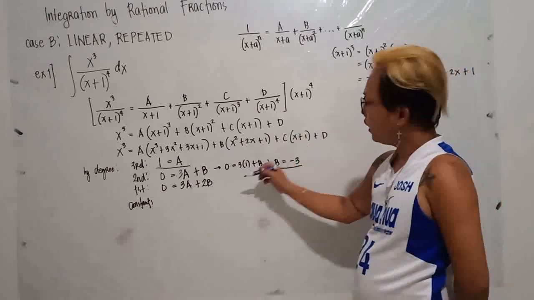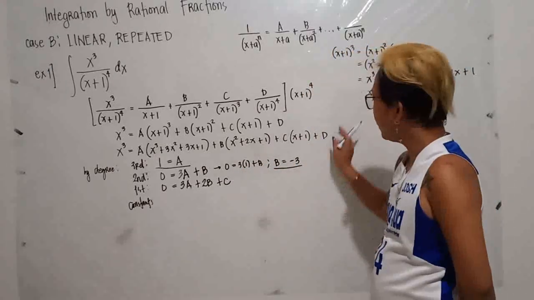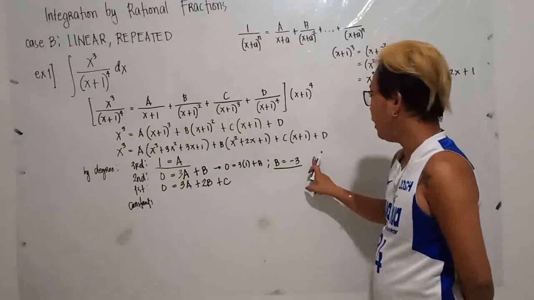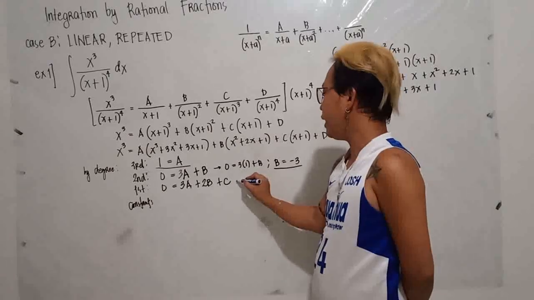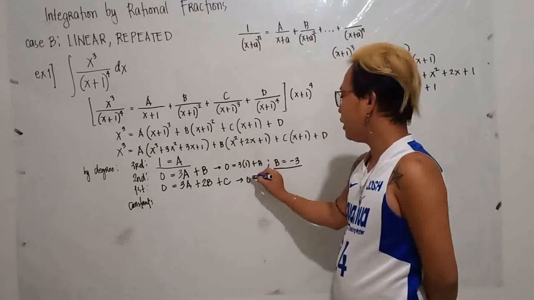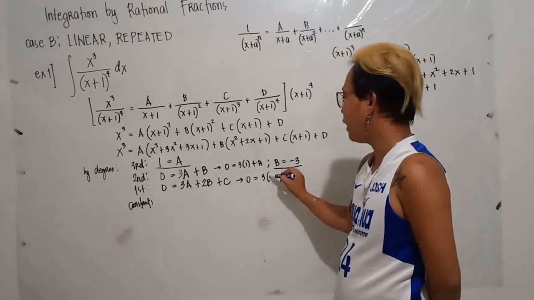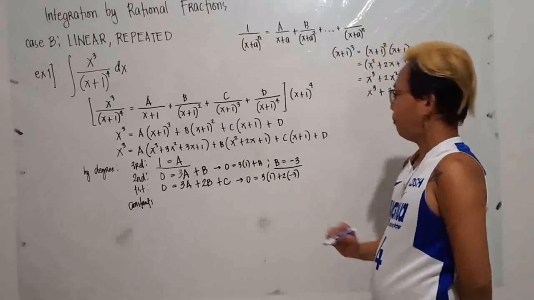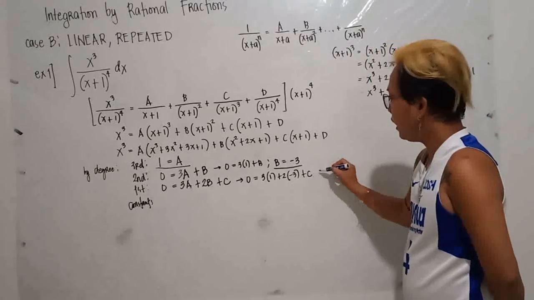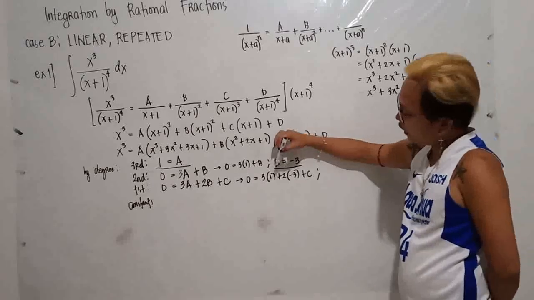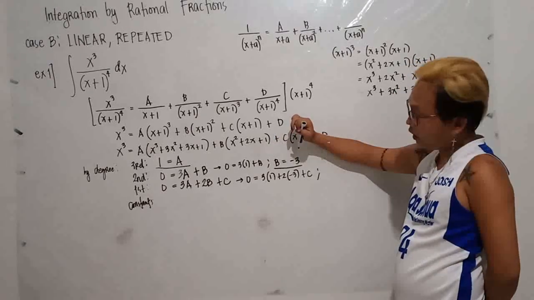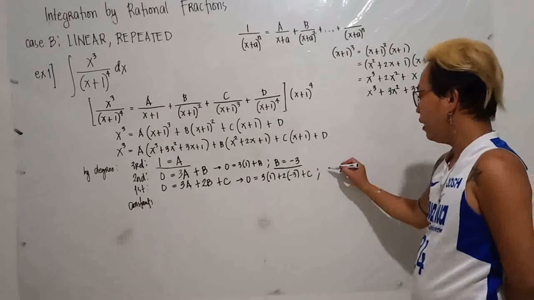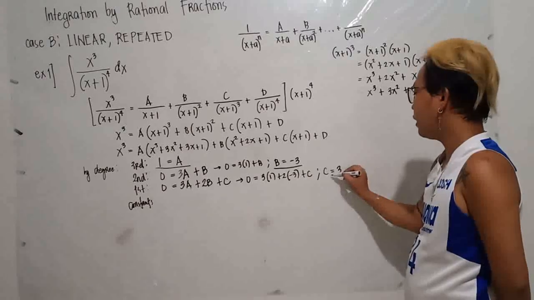Then the first degree here is c. Then pagdating kay d, wala tayong first degree. Since you have the value of a and b, you can now solve for the value of c. So magkakaroon tayo ng 0 equals 3 multiplied to 1, then plus 2 multiplied to negative 3, plus c. So you will have 3 minus 6, that is negative 3, but transpose it to the other side, that will be positive 3. So the value of c now is positive 3.